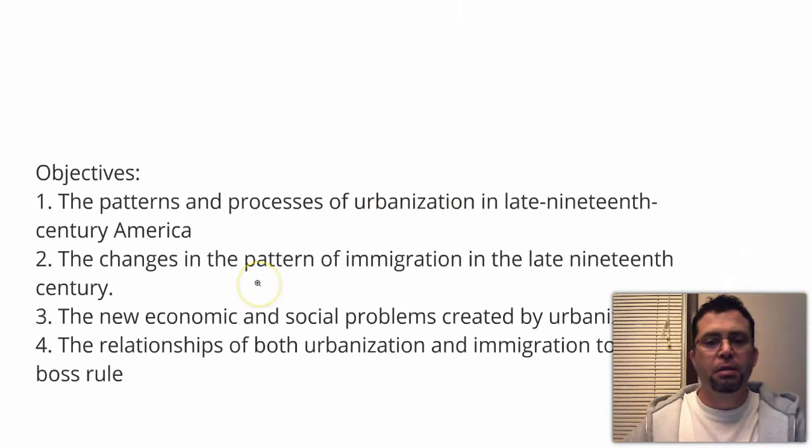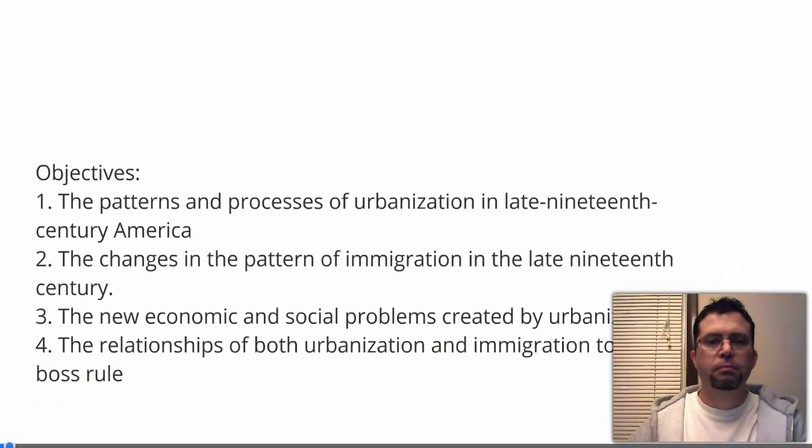The changes in the pattern of immigration in the late 19th century. How did the immigrants move in? We'll be comparing old immigrants to the new immigrants. The new economic and social problems created by the growth of cities or urbanization, and then the relationship of urbanization and immigration combined to the rise of boss rule, or what we know as the political machine.